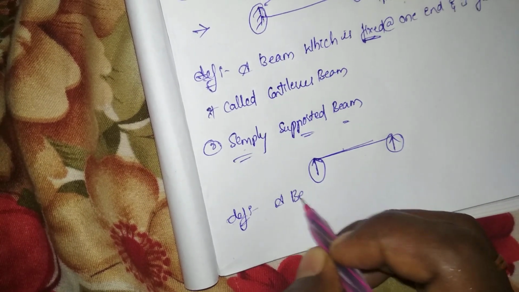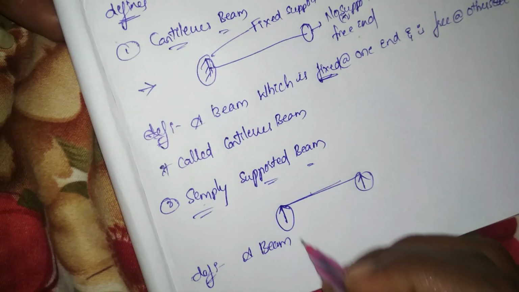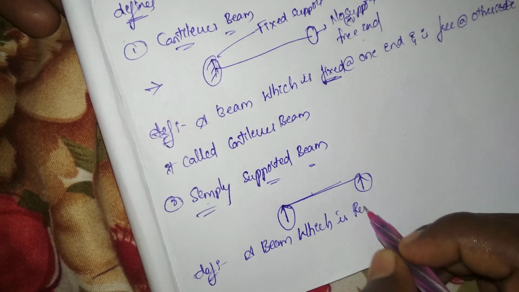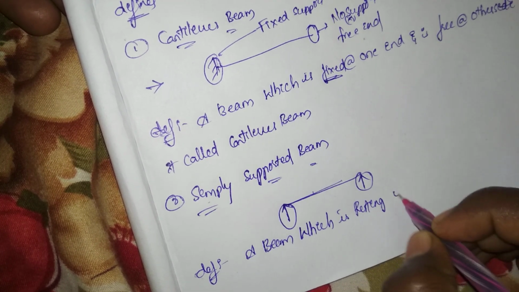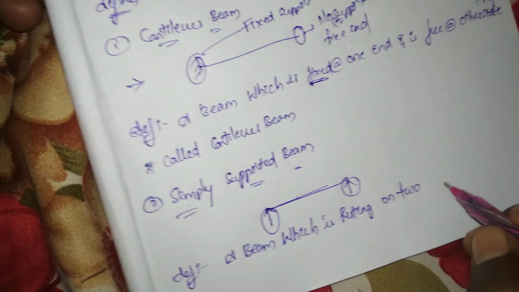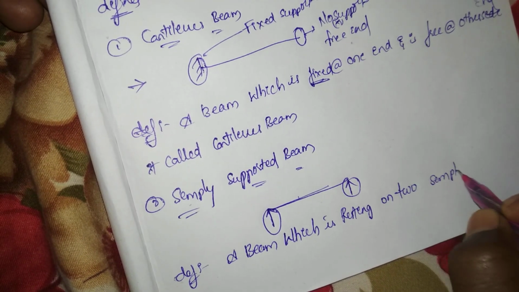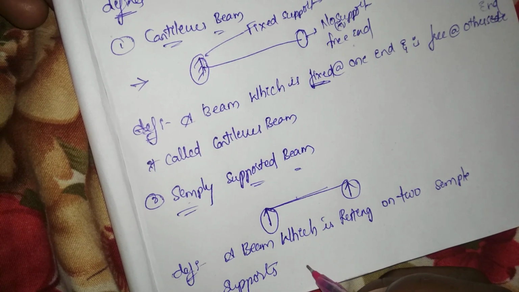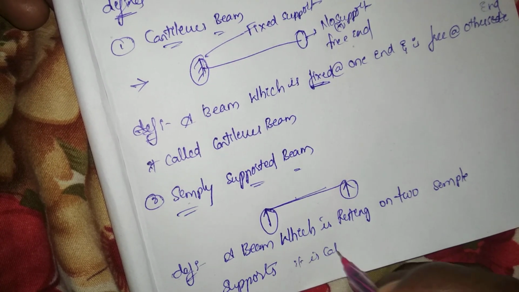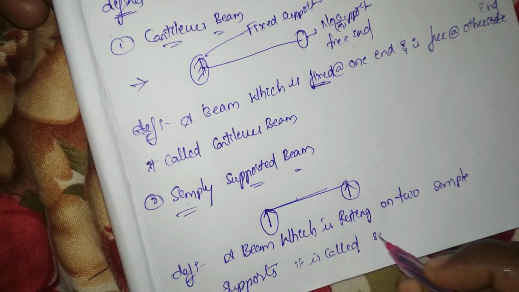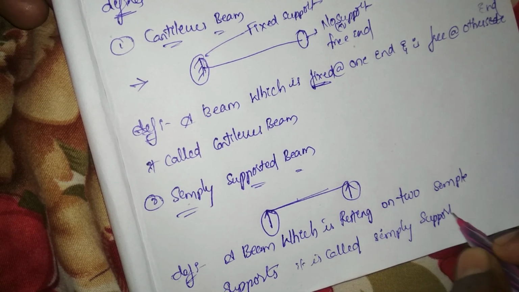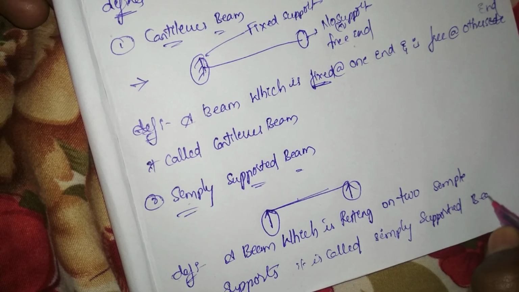A beam which is resting on two simple supports is called a simply supported beam.